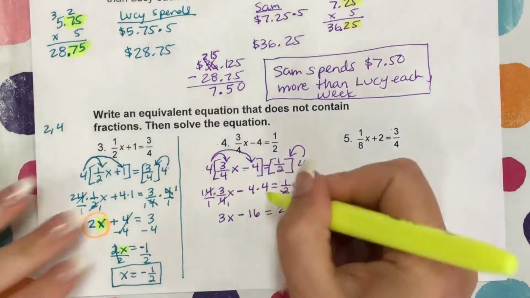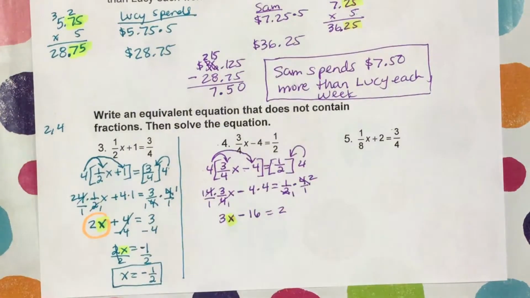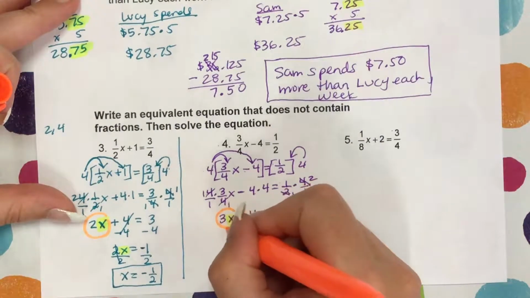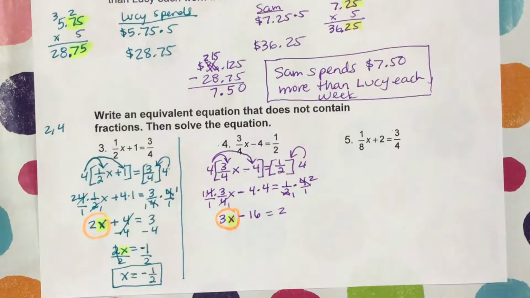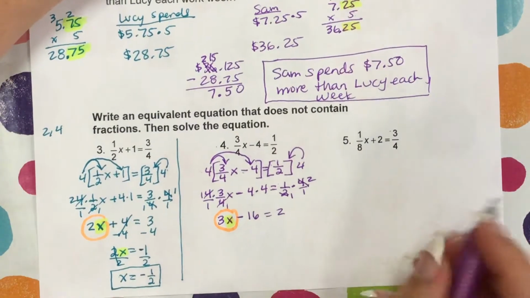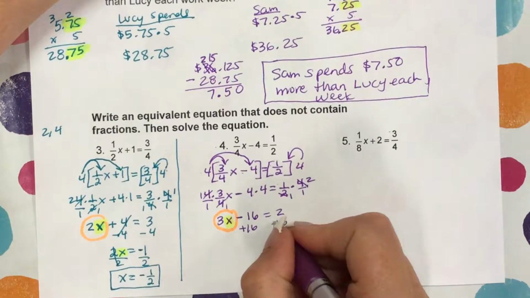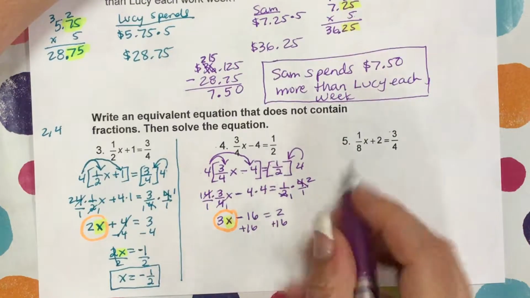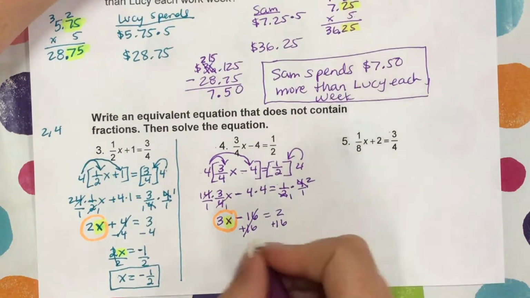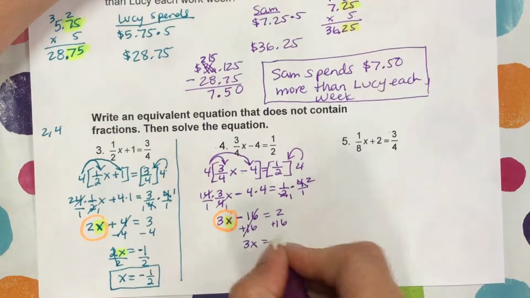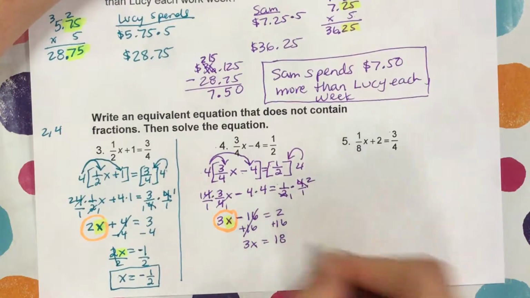So now I'm trying to figure out what x is. Okay, I know I have to leave this 3x together until the bitter end. So I have to get rid of this negative 16 first. Now the inverse of negative 16, or subtracting by 16, would be adding 16 to both sides of the equation. This negative 16 and that positive 16 are going to cancel out, which means we're going to be left with 3x equals 2 plus 16, which is 18.